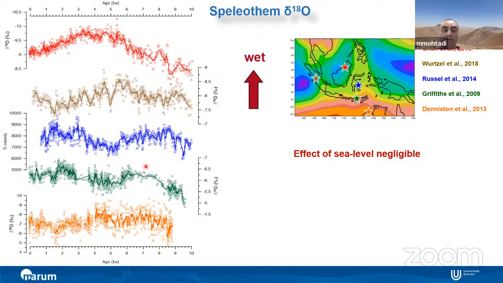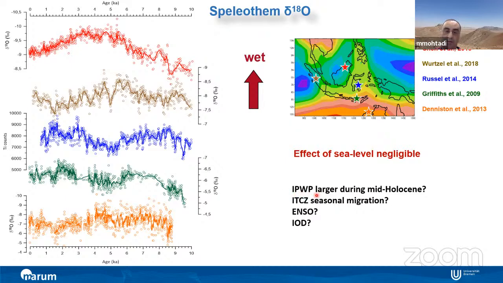And interpreting this pattern might lead you to argue that the Indo-Pacific whirlpool was larger during the mid-Holocene, so the northernmost and southernmost extent of the whirlpool were wetter, and in turn the area in between received less rainfall. You can also argue that the ITCZ migration, the amplitude of its migration, was larger, so further to the south and further to the north.